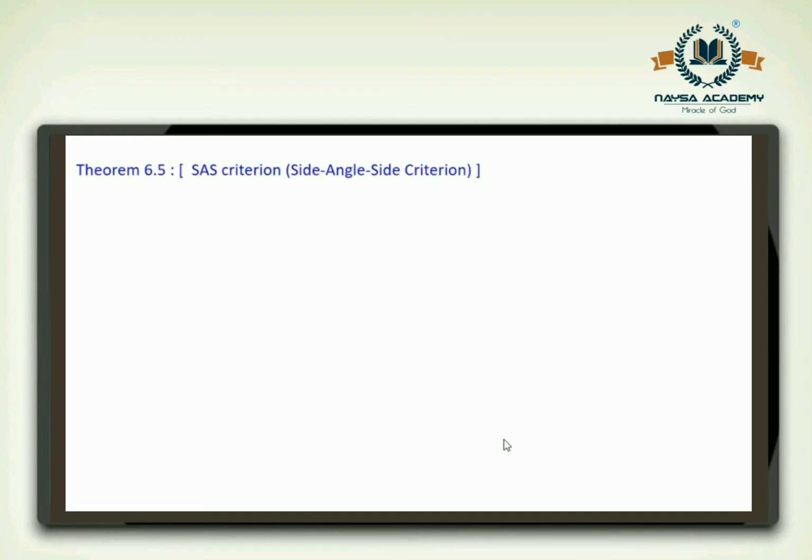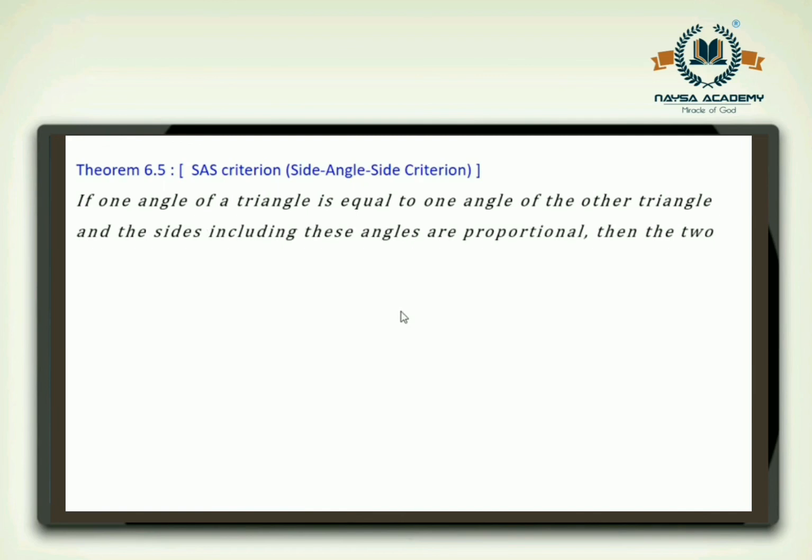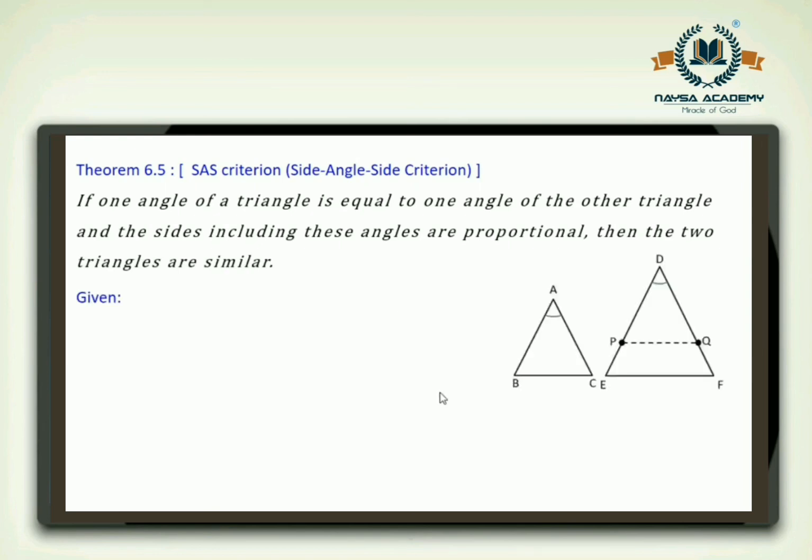Side angle side criteria. Here the statement is, if one angle of a triangle is equal to one angle of another triangle and the sides including these angles are proportional, then the two triangles are similar. So in triangle ABC and triangle DEF, what is given? We are given that AB upon DE is equal to AC upon DF, and that angle A and angle D are equal. Now we have to prove that triangle ABC and triangle DEF are similar triangles.